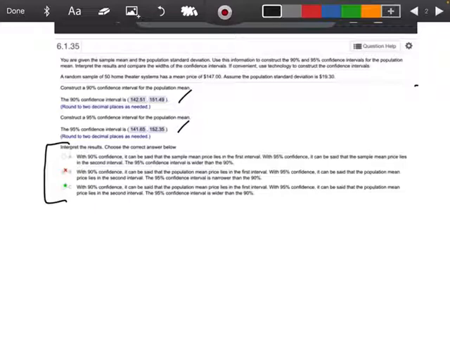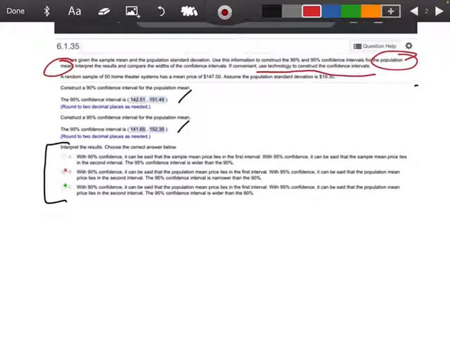So again, it says you're given the sample mean and a population standard deviation. Use the information to construct the 90% and 95% confidence intervals for the population mean. Interpret the results and compare the widths of the confidence intervals. And it says, if convenient, use technology to construct the confidence intervals. So I am going to do this here on my calculator app.